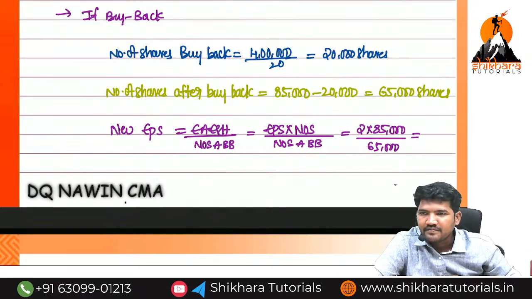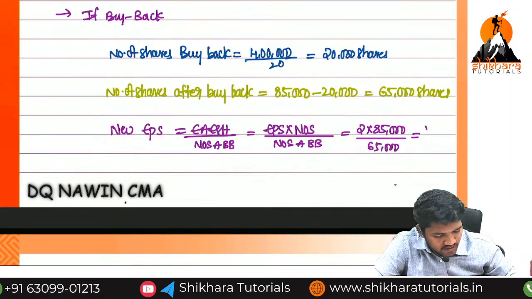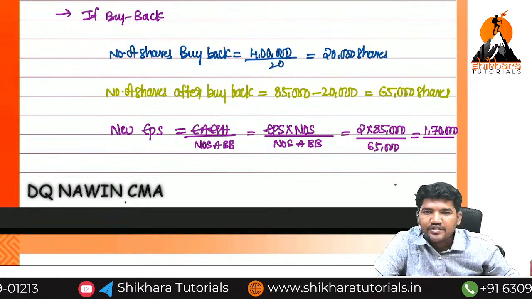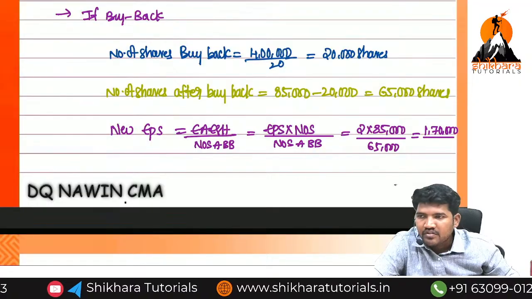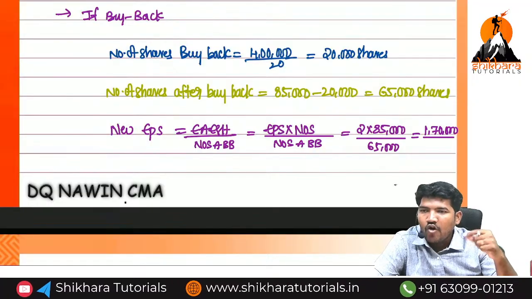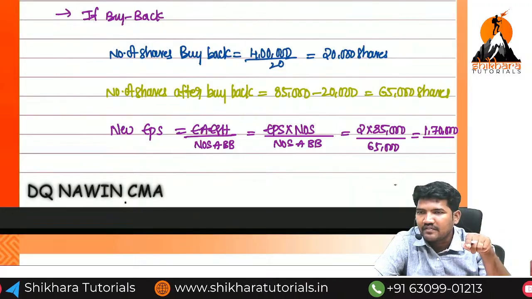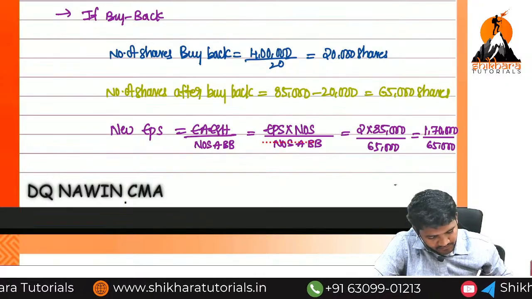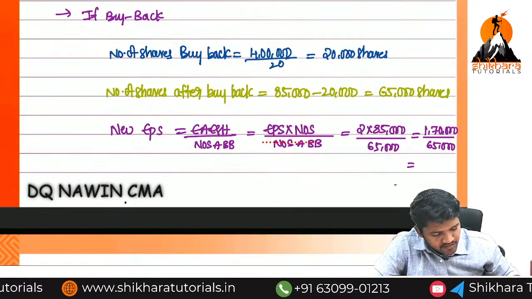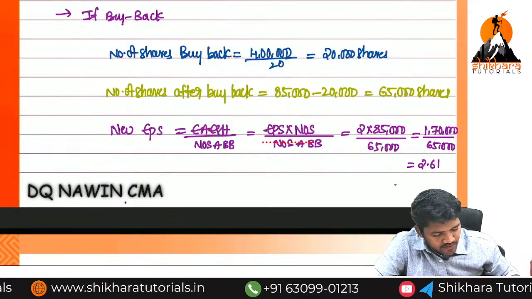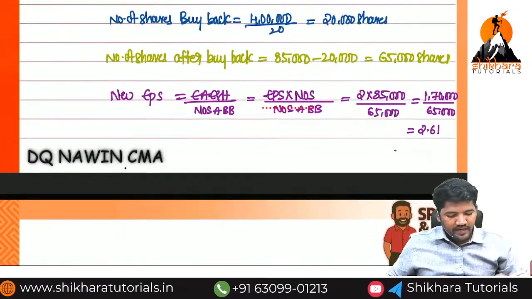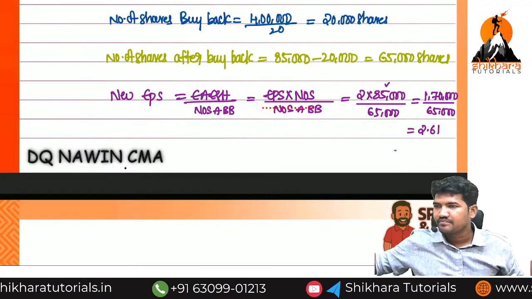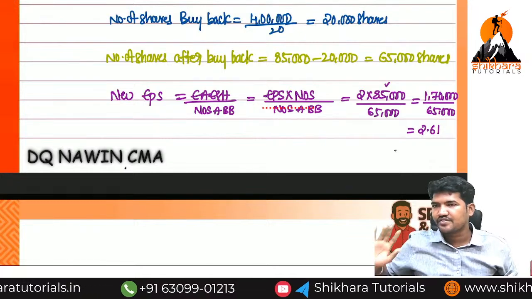Now earnings, please. 85,000 into 2 rupees, 1,70,000 company earnings. Divided by how many shares? 65,000 shares. Guys, clear? Now, what is the new EPS? New EPS is 2.61 per share. Why did I consider 85,000 in the numerator? Because I am talking about the company earnings. Company earnings divided by impacted shares.